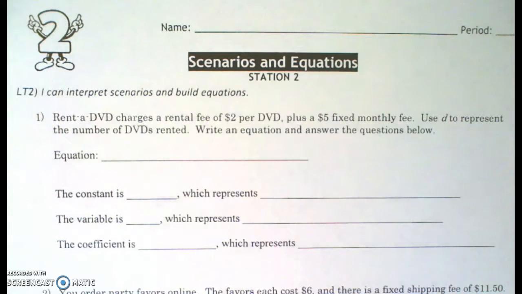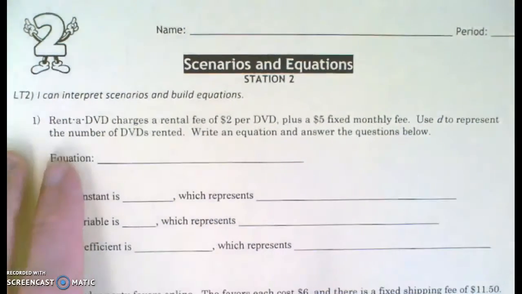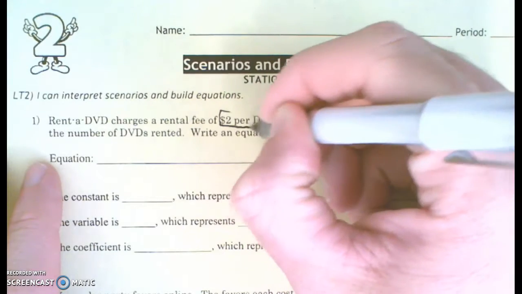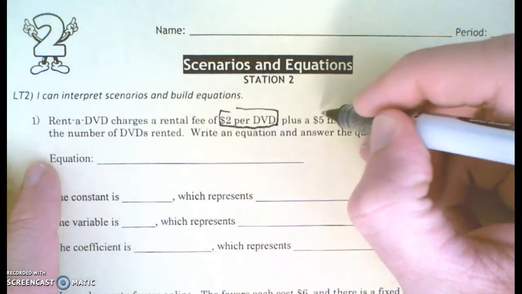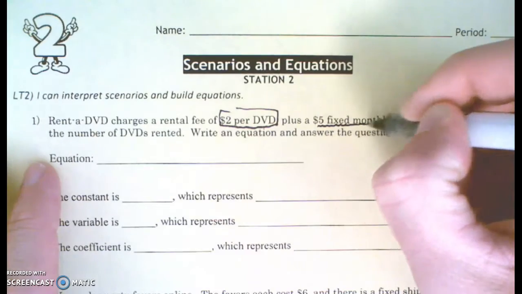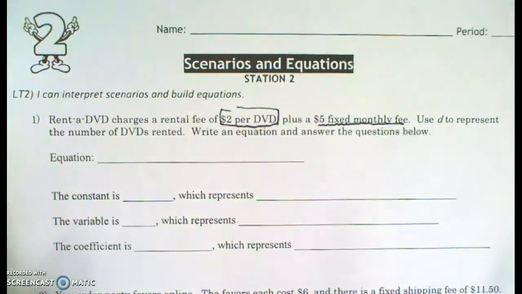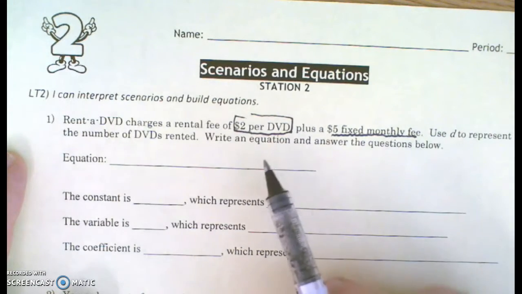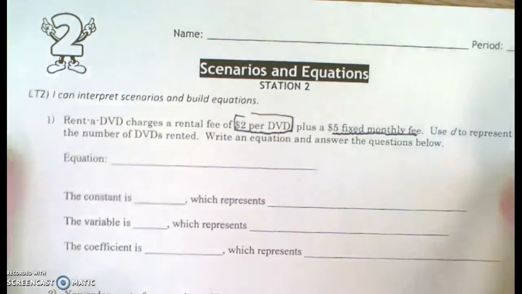Alright, this is station 2, which is I can interpret scenarios and build equations. So now we're looking at equations and word problems and how we can create the equations from the word problems. The first problem says, Rent-a-DVD charges a rental fee of $2 per DVD. So I see that word "per" again, plus a $5 fixed monthly fee. So they want you to use D to represent the number of DVDs rented. Write an equation to answer the question below.